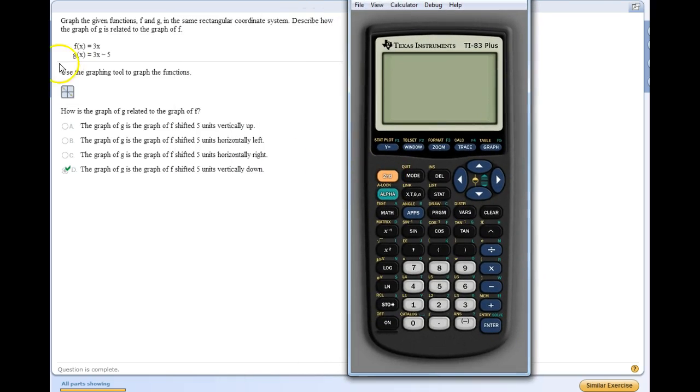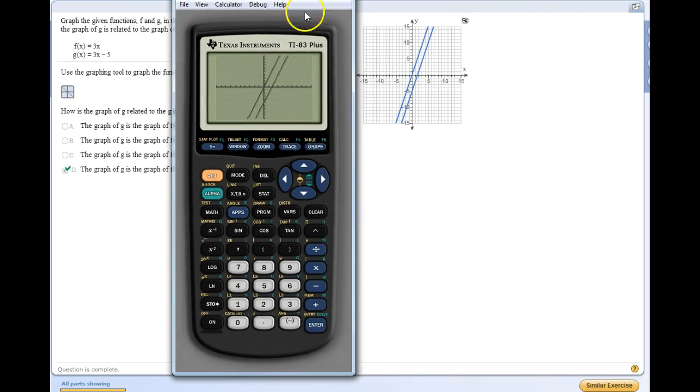Now with your calculator, remember f of x, g of x are the same thing as y. So these are both y equals. I can go to the y equals screen and type in 3x, and then type in 3x minus 5. Graph both of those, and there's the same graph that we see here. The only difference is this is rectangular even though it's supposed to be a square, and the edges are at -10 and +10 rather than 15. But you do see the same parallel lines.